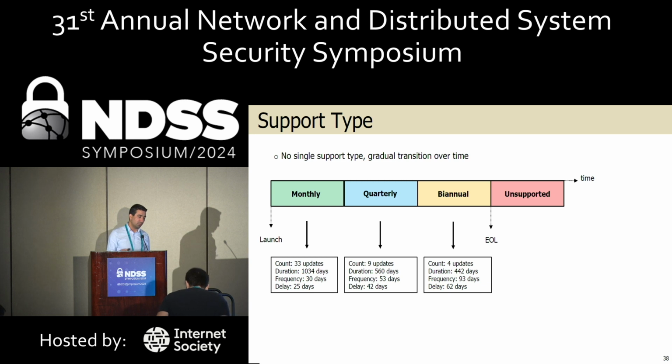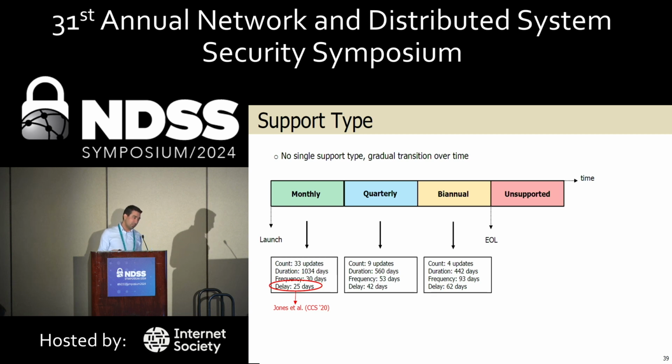During the monthly support, these devices are receiving around 33 security updates, while during the quarterly, they only receive 9 security updates, and during the biannual support, they only receive 4 security updates. We found that this analysis is actually aligned with the previous study in the literature, which is reporting 25 days of delays for the Android devices.